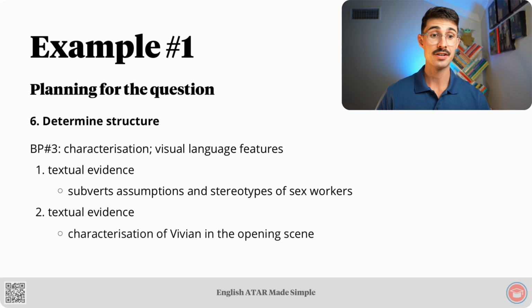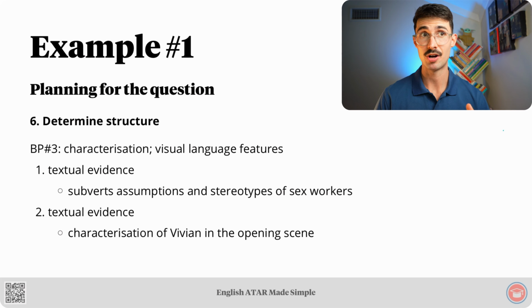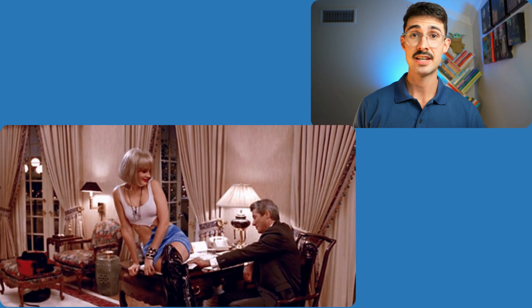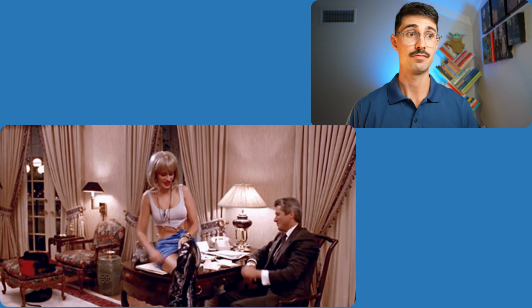Another piece of textual evidence relates to the characterization of Vivian in the opening scene of the film. She is objectified in this scene, and this really sets the tone for the rest of the movie. That is example number 1. Let's move on to example number 2.